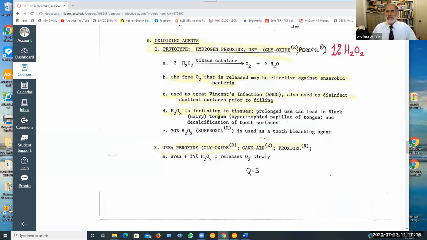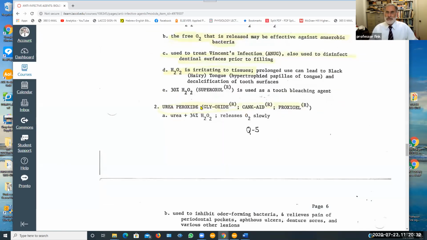Hydrogen peroxide, however, is irritating to tissues. And if used over a number of days, it promotes a hairy tongue, hypertrophied papillae of the tongue, and a decalcification of tooth surfaces. Now, hydrogen peroxide at a little bit higher concentrations is actually used as a bleaching agent to whiten teeth, but it does tend to be irritating to the tissues of the mouth.